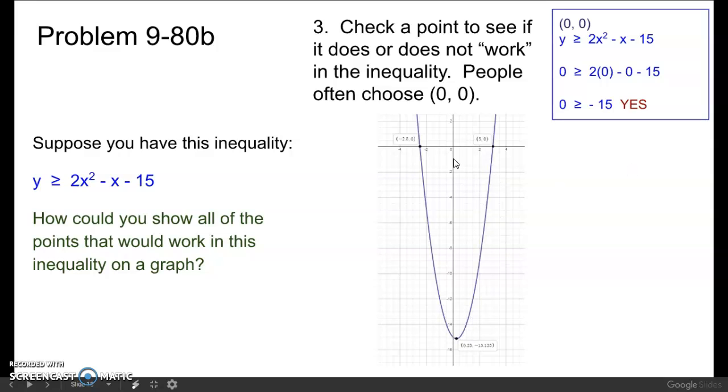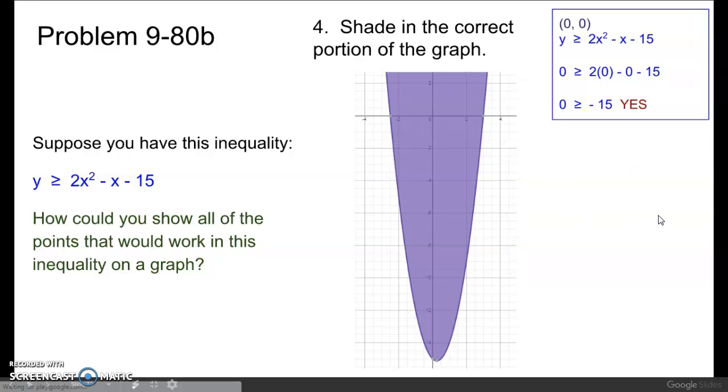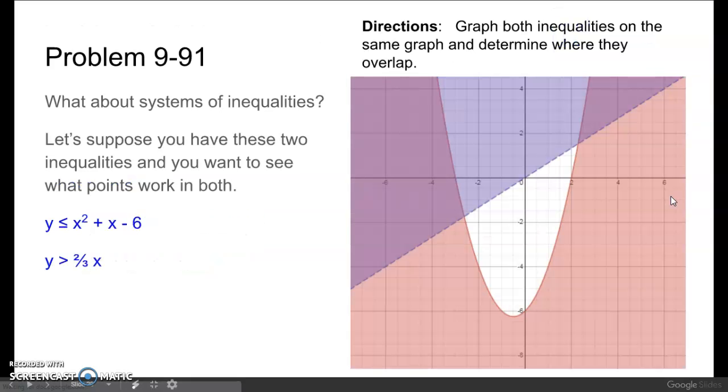So when I put this in Desmos, it should graph in the middle, and it sure enough does. All right, that's everything from the second portion. The third section has to do with graphing systems of inequalities. Graphing systems is just graphing more than one inequality on the same graph. So you can see the directions are to graph both inequalities on the same graph and determine where they overlap.